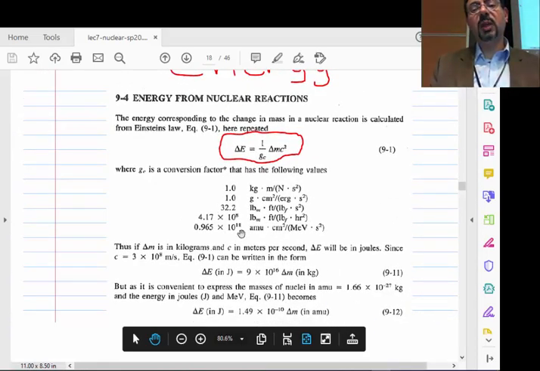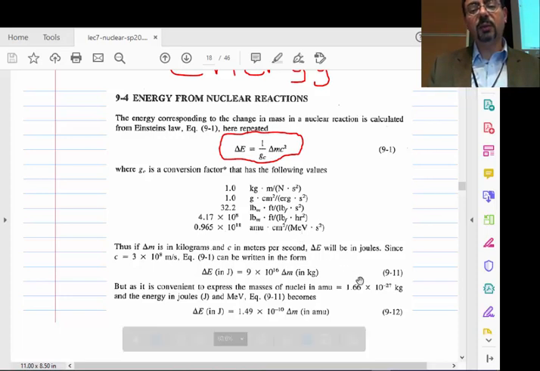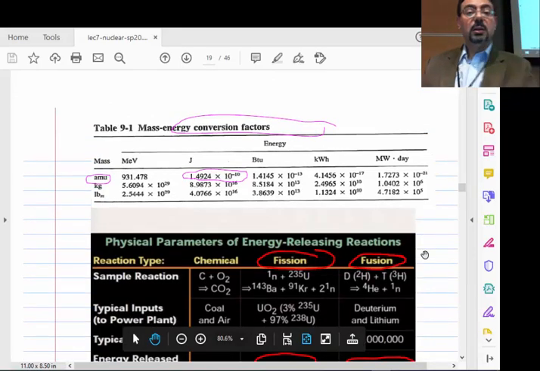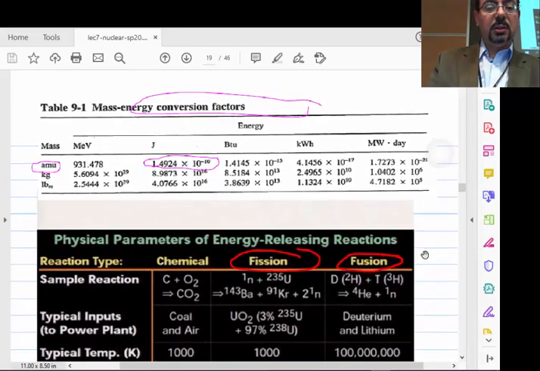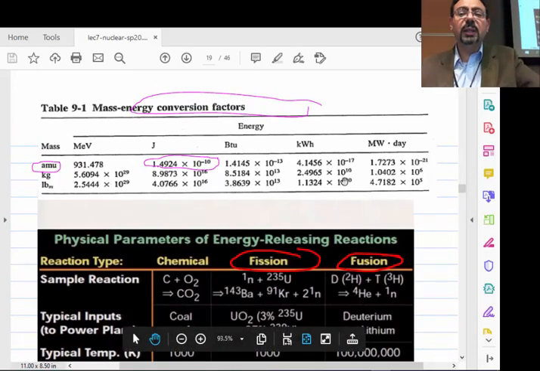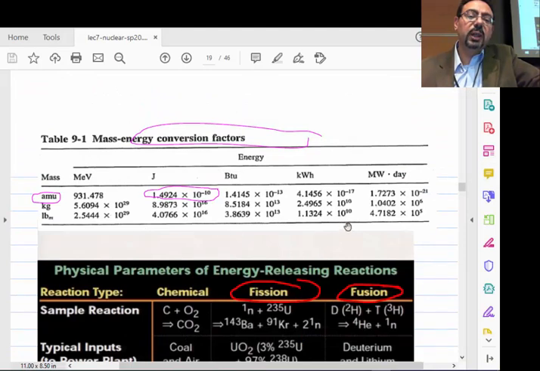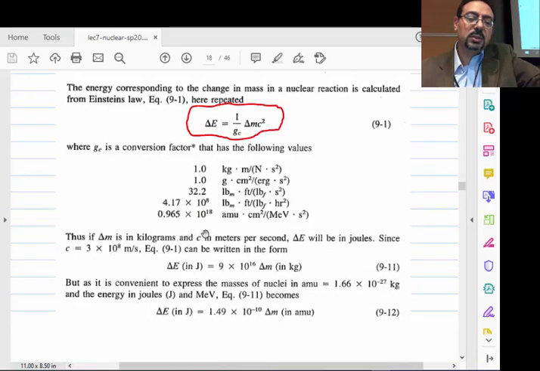I think most of the time you will end up doing it in atomic mass unit and getting the energy in mega electron volt. Alright? So that is another thing: rather than the equation, he put the conversion in this table. Okay, so again, the most common is the mass in atomic mass unit and the energy in mega electron volt. Questions?